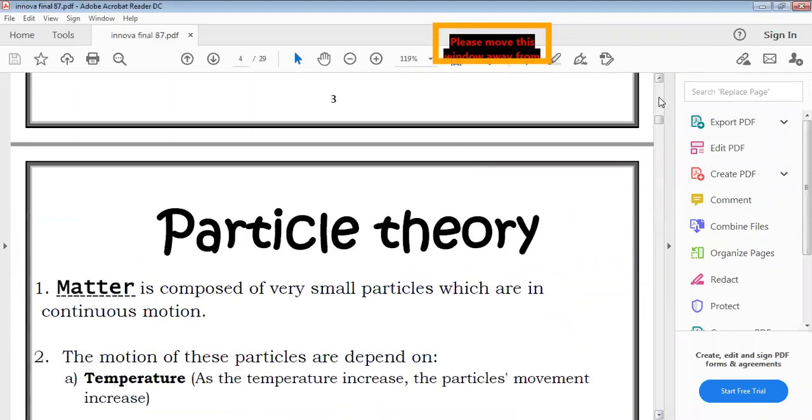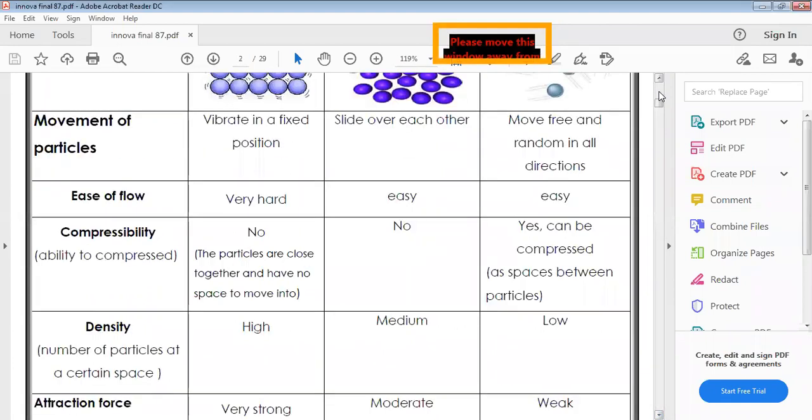So which one is the high density? It is the solid. And next, which one has less amount of particles in the place? Liquid. And the least one is the gas. Okay, now the attraction force, which is the force holding the particles together.